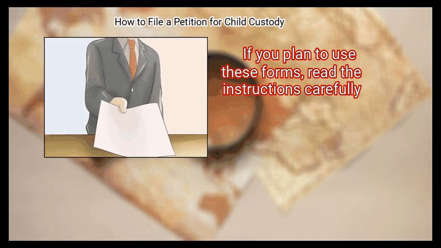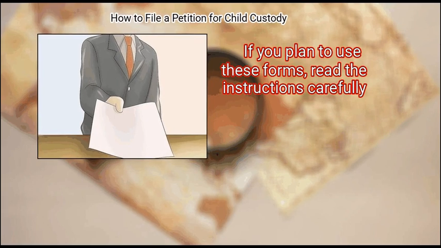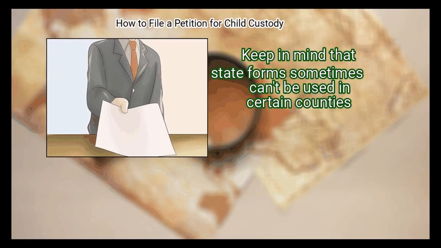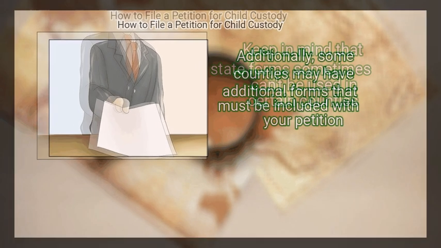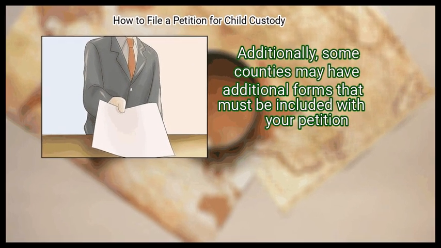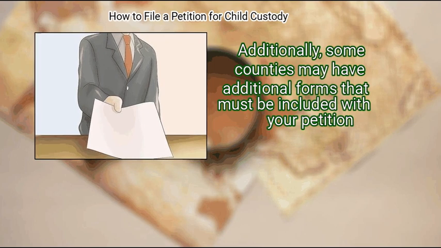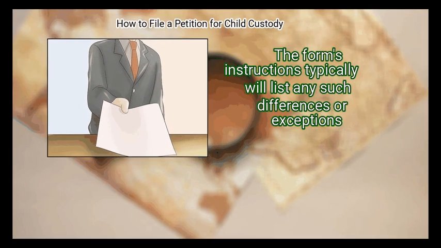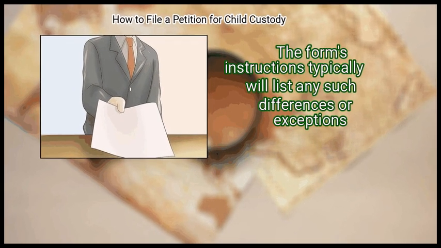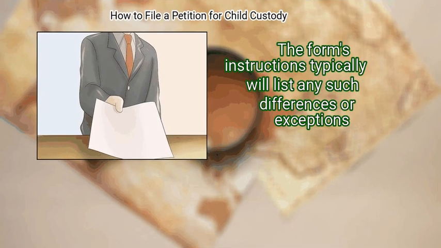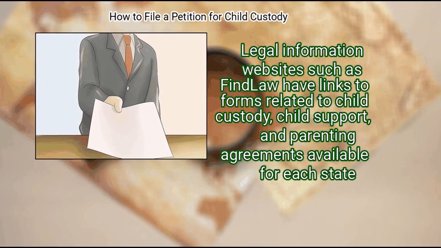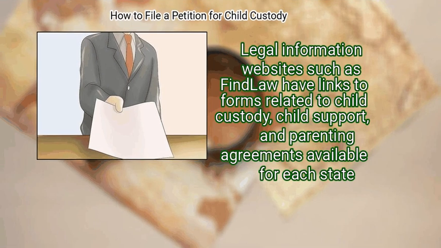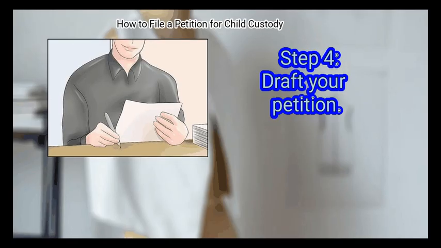If you plan to use these forms, read the instructions carefully. Keep in mind that state forms sometimes can't be used in certain counties. Additionally, some counties may have additional forms that must be included with your petition. The form's instructions typically will list any such differences or exceptions. Legal information websites such as FindLaw have links to forms related to child custody, child support, and parenting agreements available for each state.